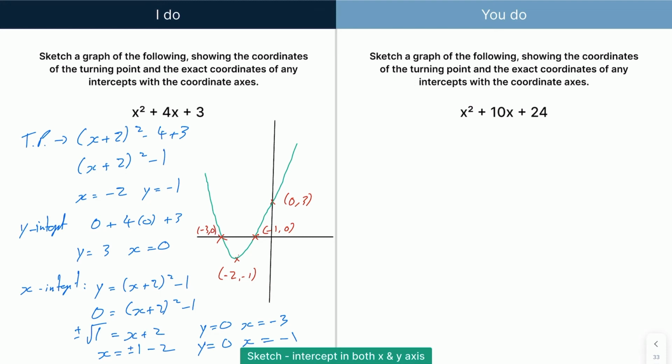So again, hopefully you've pressed pause now to go at the example on the right. Step 1, find the turning point. And once you've got the turning point, it'll give you an idea of whether it crosses the x-axis or not. Minus 5 squared. And straight away, it can come down here. Awesome. And we can see the turning point coordinates.